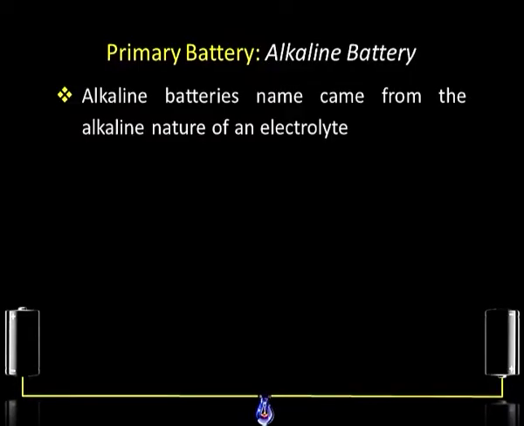Now the first example of primary batteries, that is the alkaline batteries, which you have seen in many applications like in your quartz watches or in your calculators or in remotes. We are using mainly alkaline batteries. The name alkaline comes from the alkaline nature of the electrolytic solution which we are using in these types of batteries.